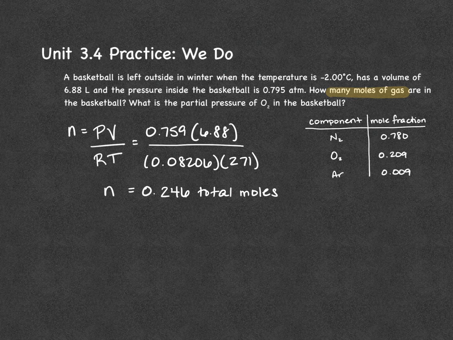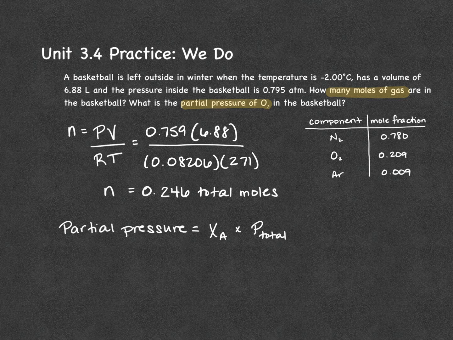So the next part of the question asks us, what is the partial pressure of oxygen in the basketball? So this is where this table is going to come into play. This is giving us the individual components of the air within the basketball, right? Because the basketball is just filled up with regular atmospheric air, and these are the three primary components within atmospheric air.